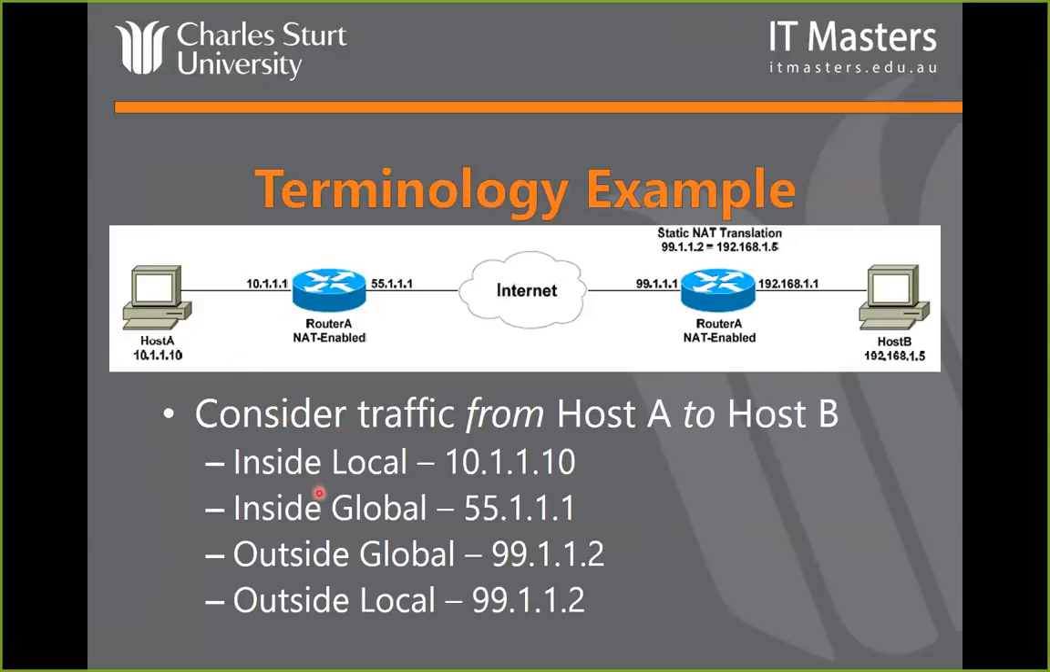In terms of the inside and outside global and local, remember that the outside global and local refer to the destination host, the host we're getting to. Now in this case, we're going across the internet and we're trying to get to the IP address 99.1.1.2. So the outside global, or the outside host, as it appears to the global network, is 99.1.1.2, this translation here. The outside local is also the same because it's the address of the local host that is seen from the outside. So it's still 99.1.1.2, no different.